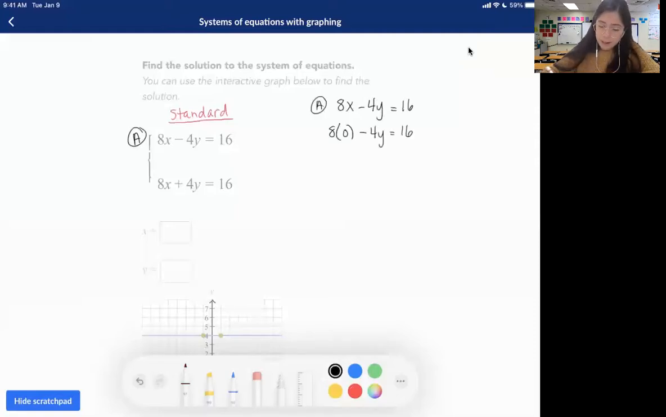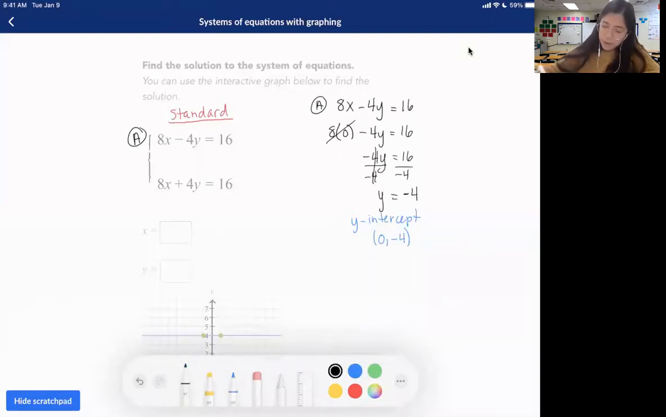What happens is I cancel out that value. 8 times 0 is 0. I'm left with -4y equals 16. And what I can do to both sides is divide by -4. This gives me y equals 16 divided by -4 is -4. Now, what exactly is that? That is the y-intercept of equation A. So that means that there's going to be a dot at 0, -4.